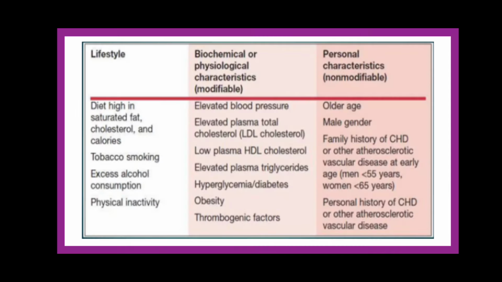Physical inactivity leads to hyperglycemia, diabetes, or obesity. So this we can control through physical exercise and so on. Then all these are factors which we can modify through lifestyle changes. Obesity, hypertension, diabetes, hyperlipidemia, this we can control. But we cannot control age, gender, family history, and the personal history of coronary heart disease or cardiac heart disease. So this is the summary.